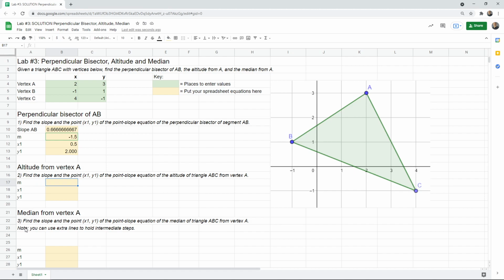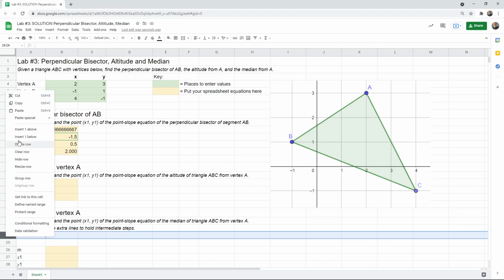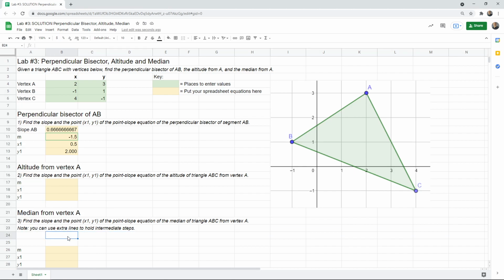Once again, you can do what I did, and that is if you have some intermediate calculations that you want to do, you can just give yourself more room. I gave you a little bit of room here, but you can always right-click and insert another line if you want more room to do some work. Okay, good luck. Again, if you get stuck, you can watch the solution video.